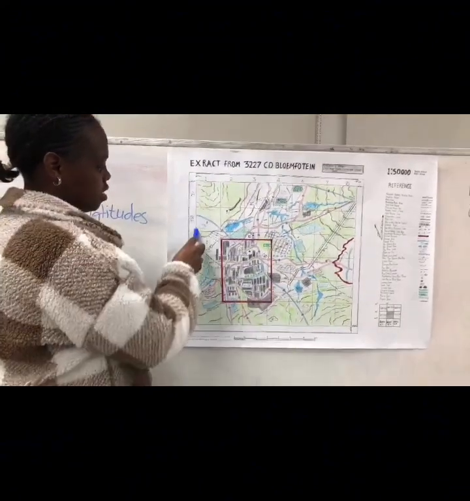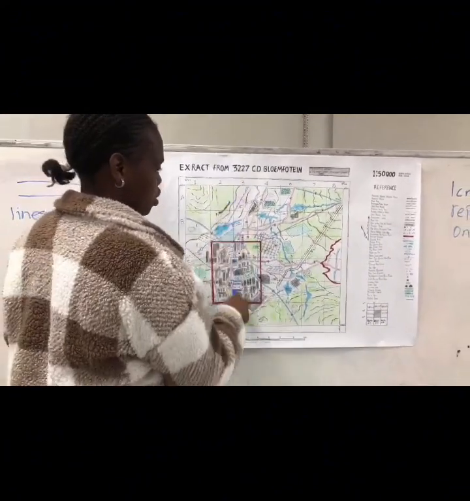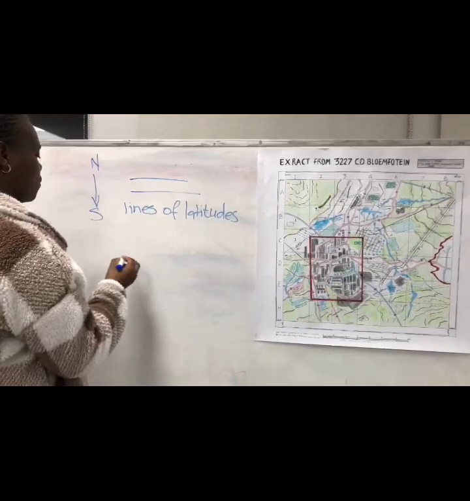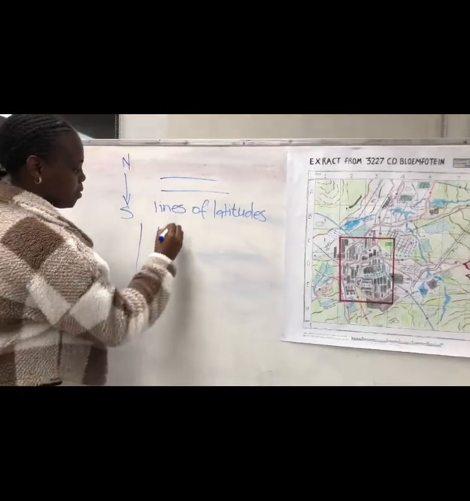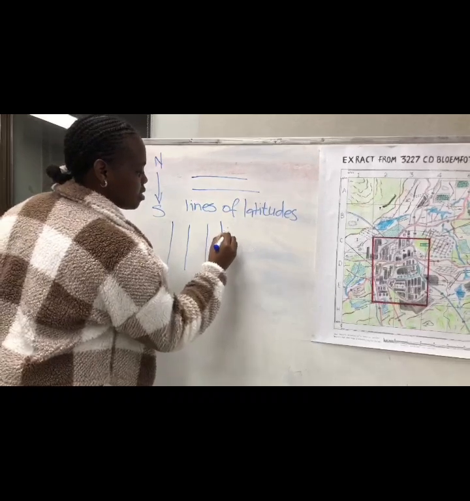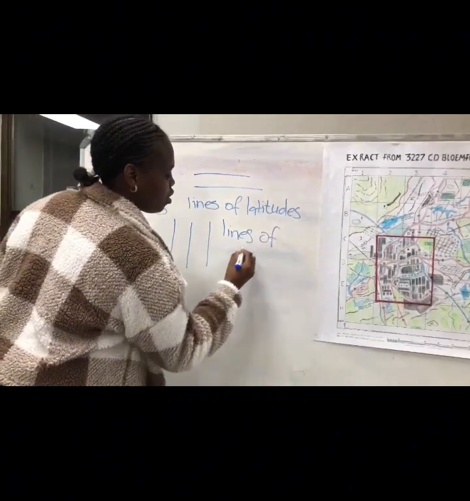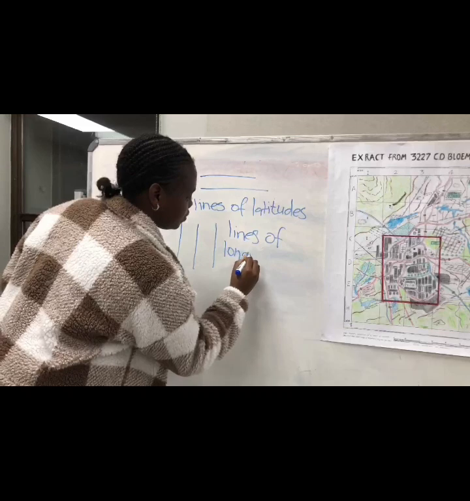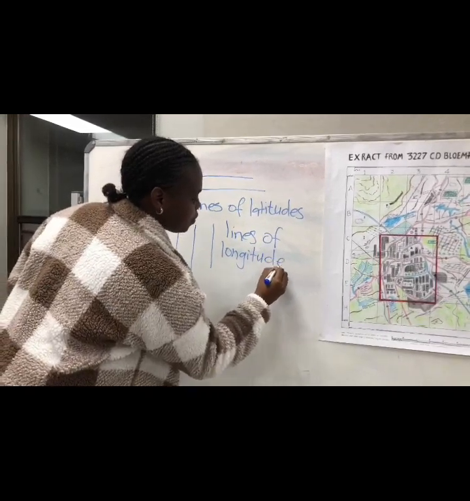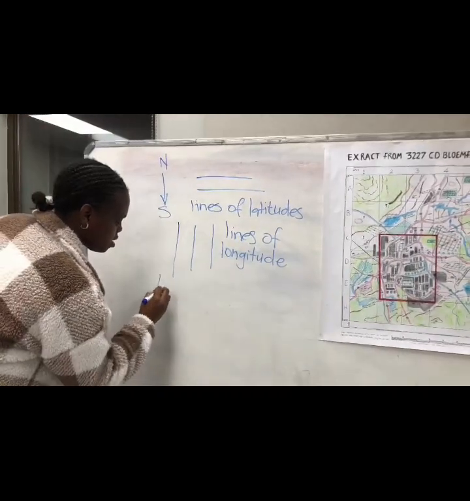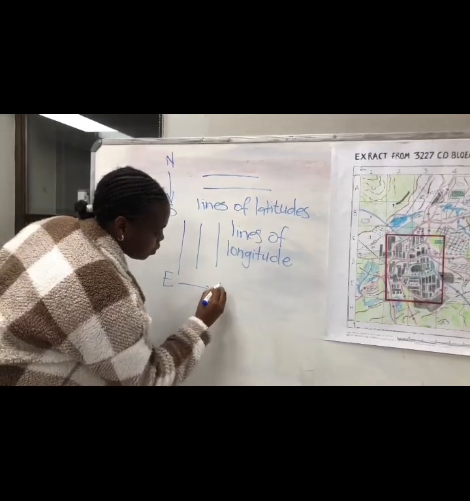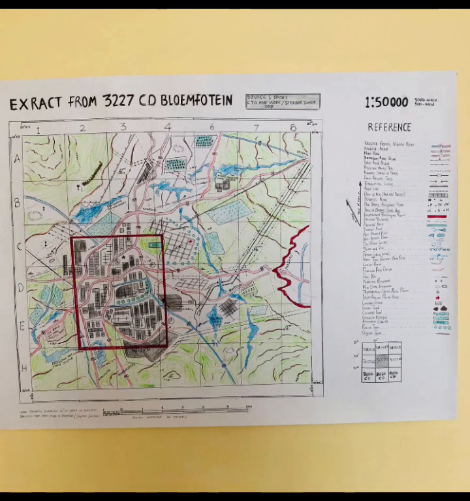And these lines represent the lines of longitude. These lines that are like this represent lines of longitude. They move from the east to the west. When the lines of latitude meet the lines of longitude, they form grid lines. We use grid lines to reference or find a particular feature on a topographic map.